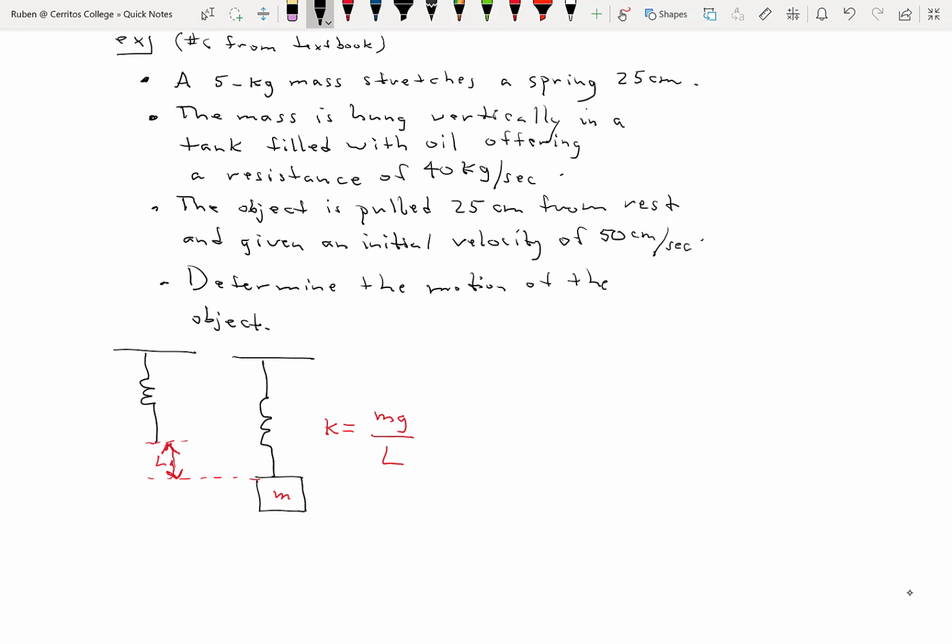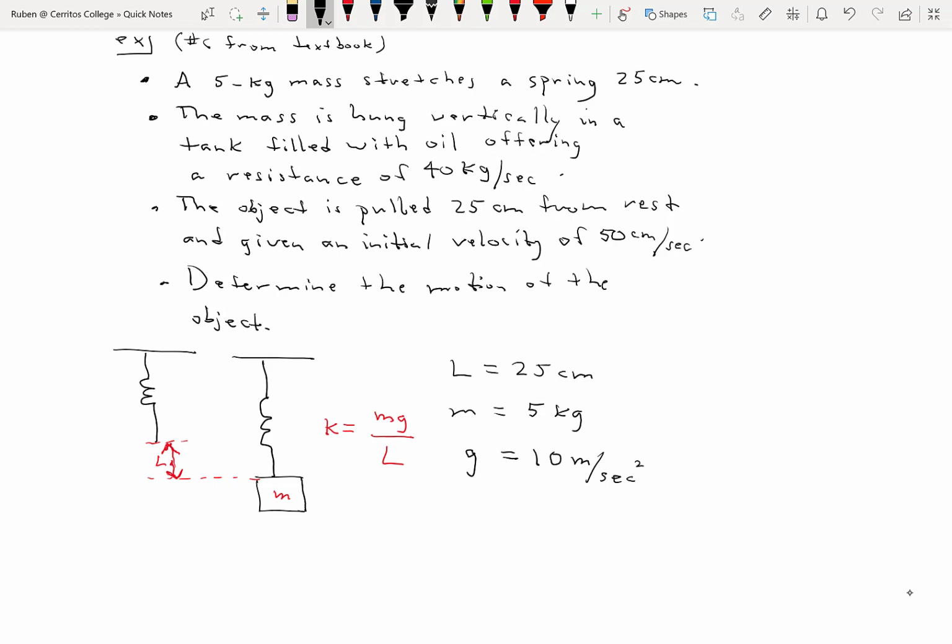Okay, so for our spring, L is 25 centimeters, and M is 5 kilograms, and G we're going to round to 10. The units of G are meters per square second. It's the acceleration due to gravity, approximately.